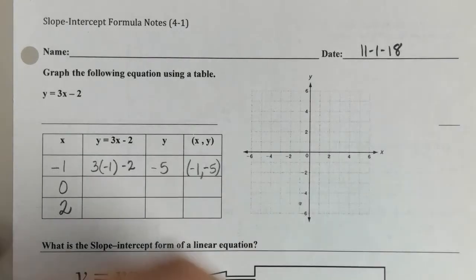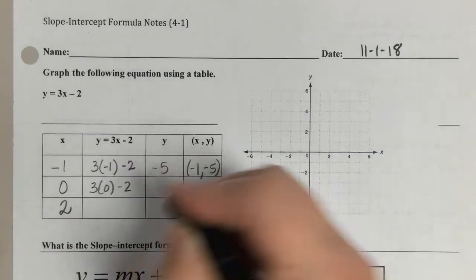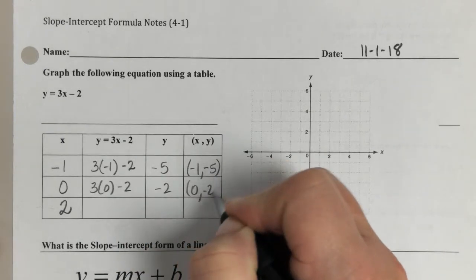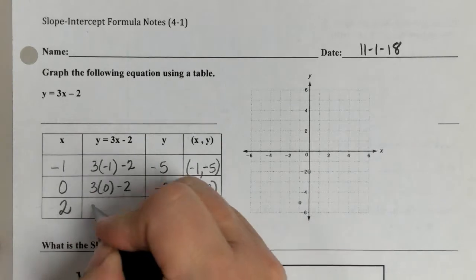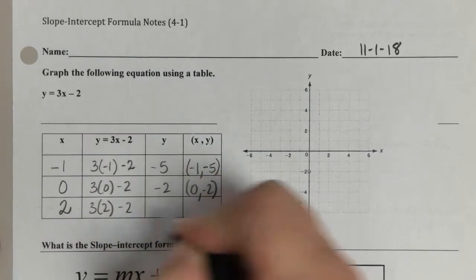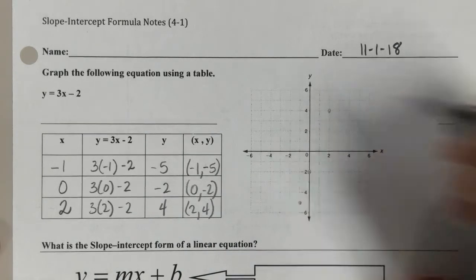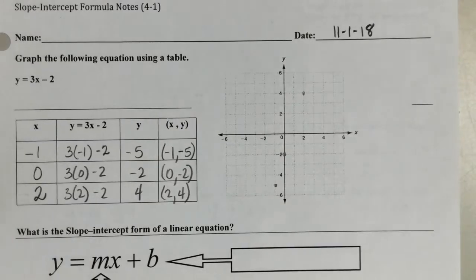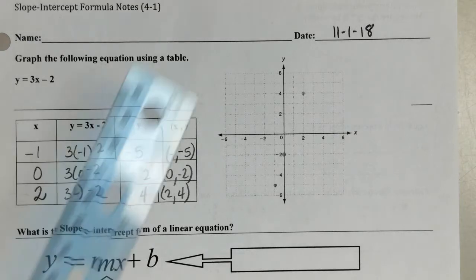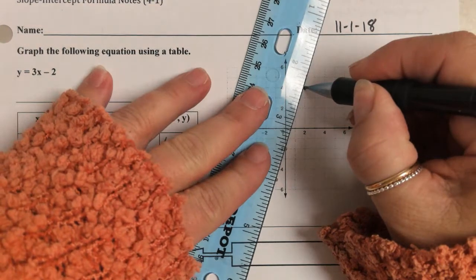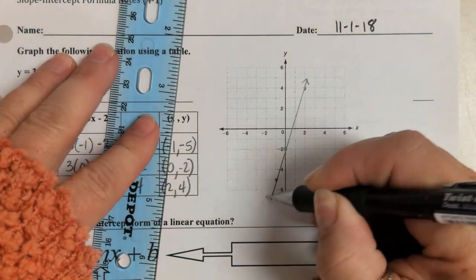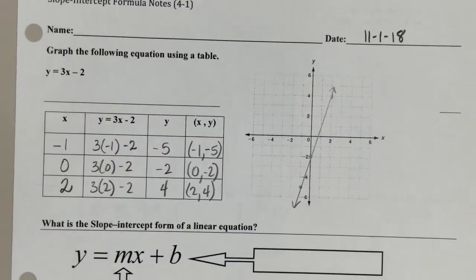-1, -5. Zero, -2. And 2, 4. That gives us 3 points on this line, and then we can use a ruler to draw our line. So remember, just like before, if they're asking you to graph a linear equation, they're not just looking for the points, they're looking for that line on your graph.